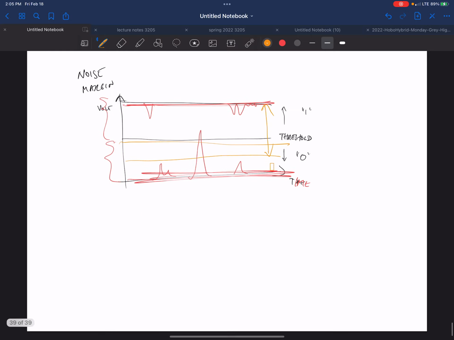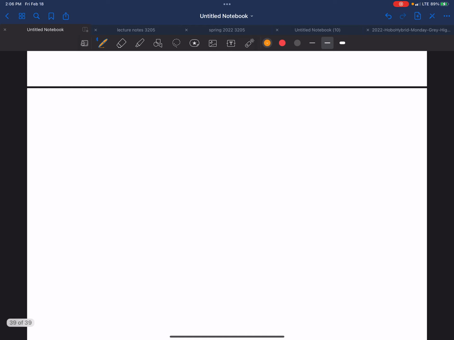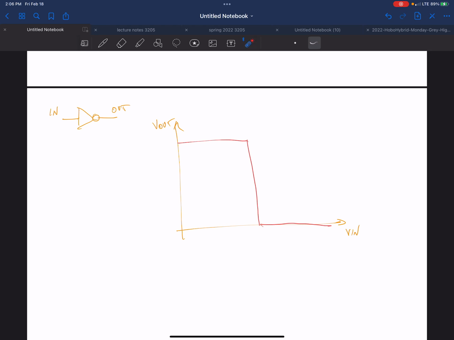So if I redraw this, so that was in terms of time. So now let's think about it in terms of an inverter, and an inverter running in the voltage domain. So this is V in, V out. So an ideal transfer function would look like this. So first of all, let me tell you how this looks, okay? So this is an inverter.